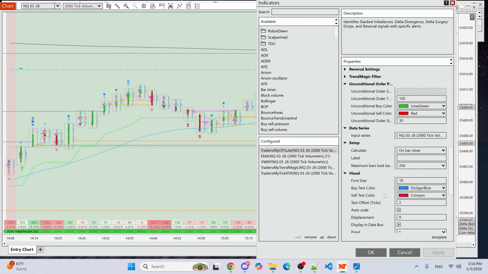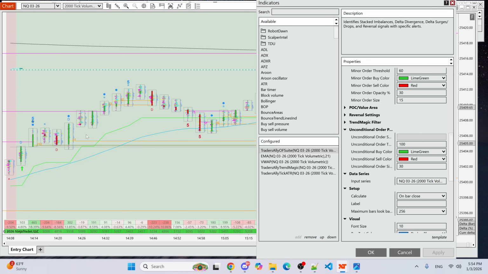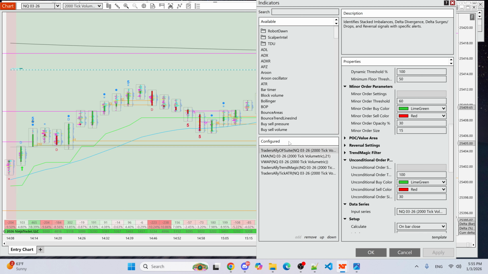So with the Trend Magic filter enabled, we only show these large orders. They will show regardless of Trend Magic direction. That's why you see the large order for sell shows while we're in the green zone. So that it shows that. And so we also have remaining to cover minor order and unconditional order.